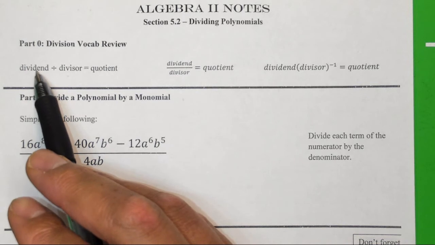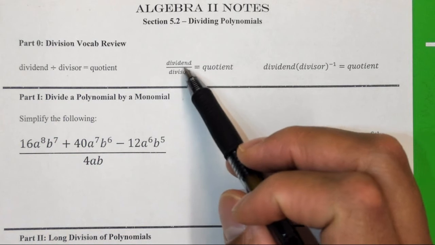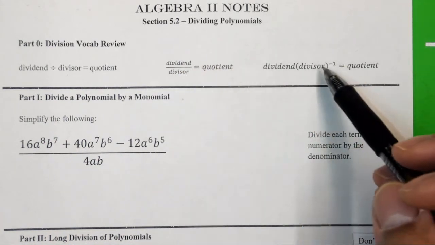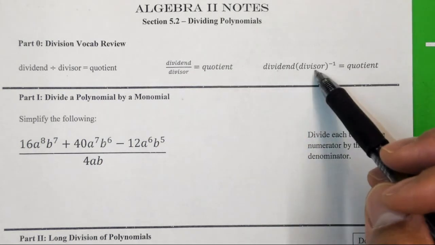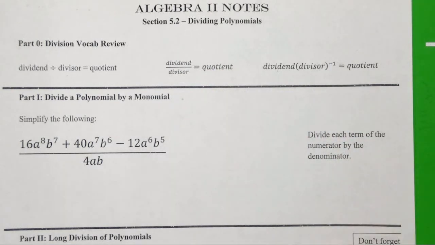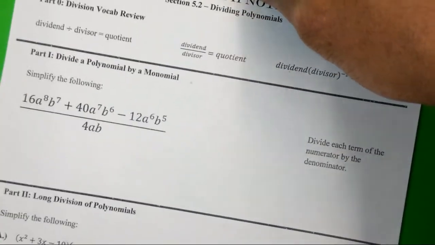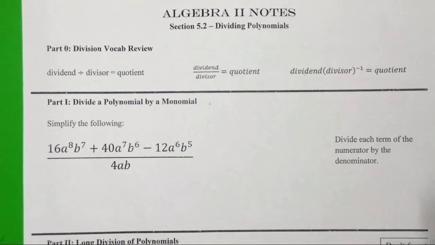Now, with dividend divided by a divisor to get a quotient, we'll also, of course, see it as a fraction. This will be the most common, especially moving forward after this section. They will also occasionally use this notation to show division, which is multiplying a number by its inverse, or by its reciprocal, which is the same thing as division. All of these are different ways that the homework will write different dividing polynomials problems, and I want you to understand that no matter how it's written, it's the same process.